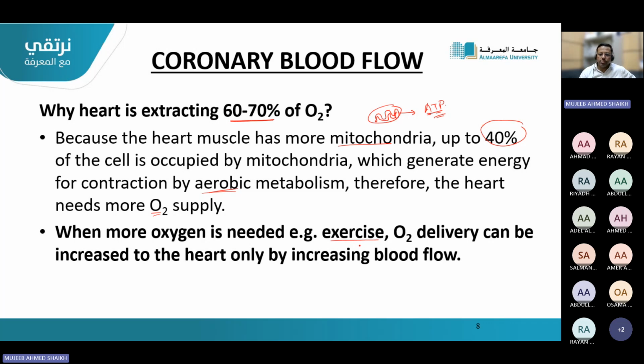or hill or going upstairs, at that time you require more oxygen. That more oxygen can be supplied by increasing the flow, instead of 250 ml per minute, to 500 or 750 or 1 liter, depending upon the amount of work the heart is doing. So you have to increase the flow, not the extraction. Okay.